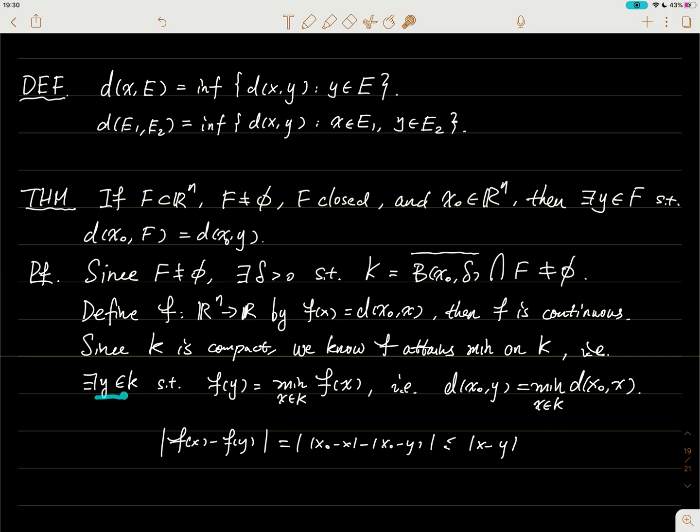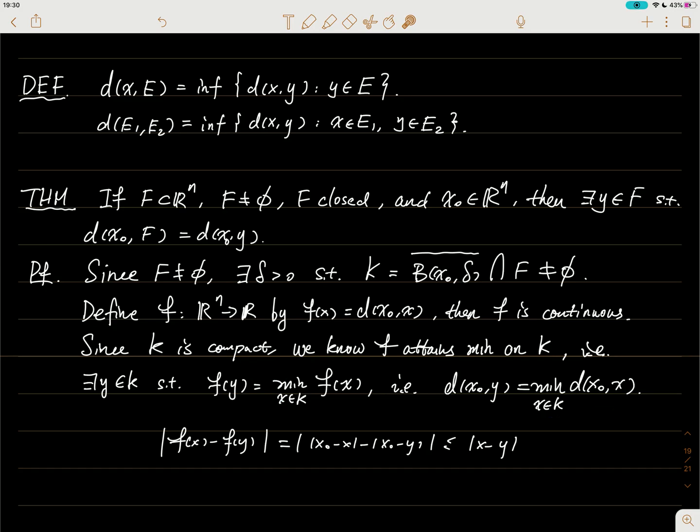So that means there exists some y in K such that f(y) is the minimum value of f over K. And now the left hand side is d(x0, y), and the right hand side is the minimum value of d(x0, x), where x is taken over K.